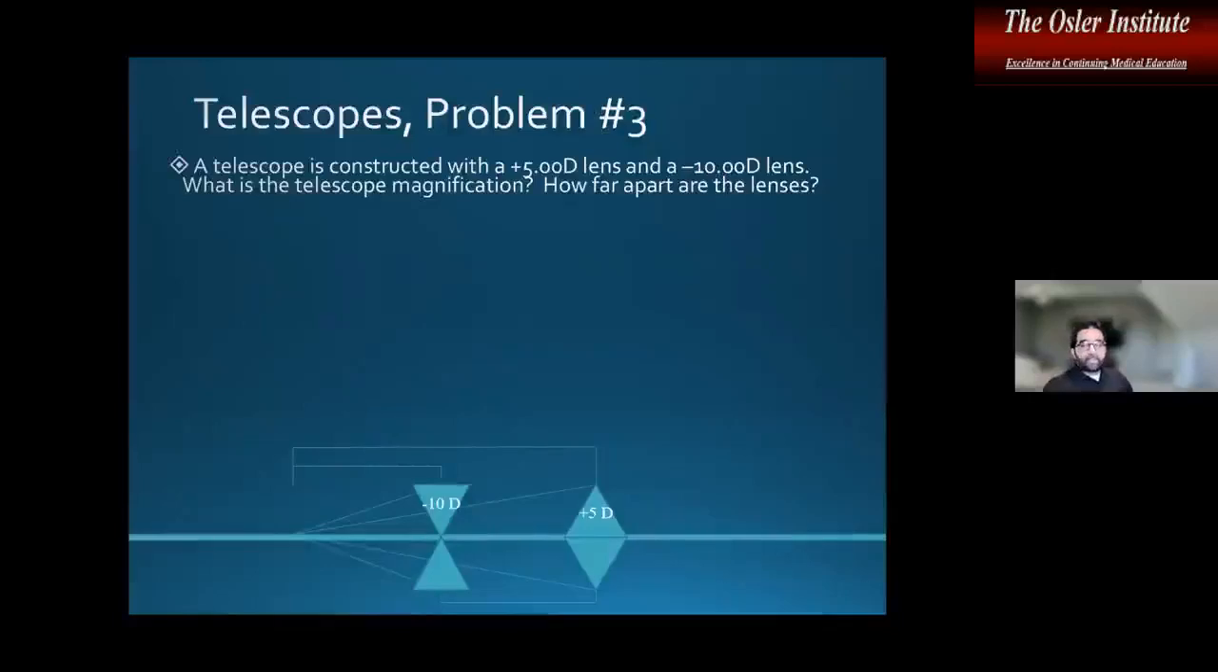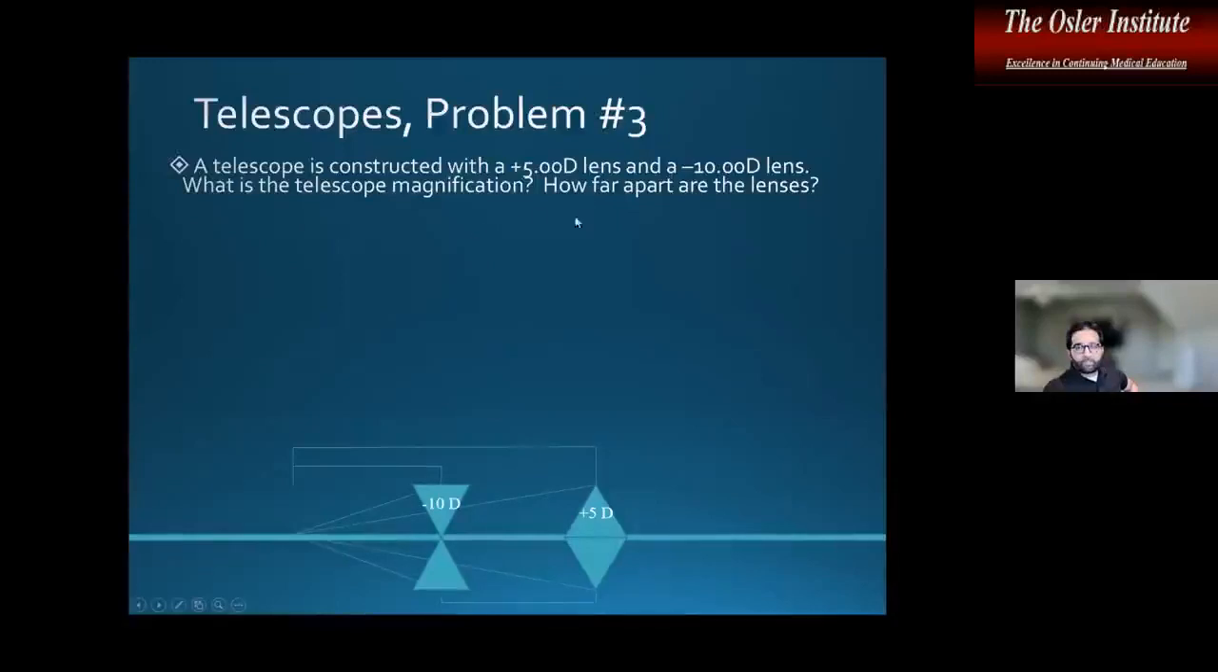Here's a problem now using a Galilean telescope. A telescope was constructed with a +5 and a -10 lens. What is the magnification? How far apart are the lenses? Because we're given a minus lens, this has to be a Galilean telescope, and you'll want to use the minus lens as the eyepiece, obviously, and this is going to be our objective.